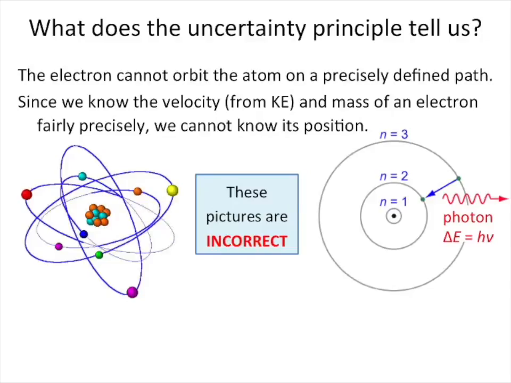So these pictures where we draw the electrons as little planets orbiting the nucleus, or say the electron is on these nice little orbits around the atom, these pictures are 100% false. They look pretty, so they tend to dominate science, but they're not actually correct.